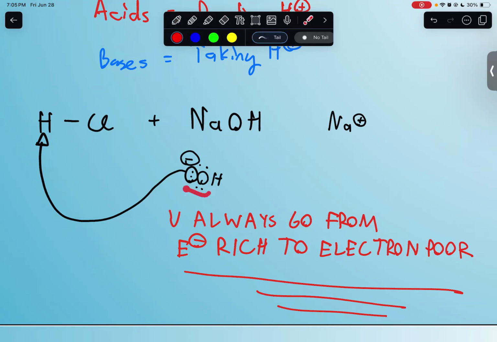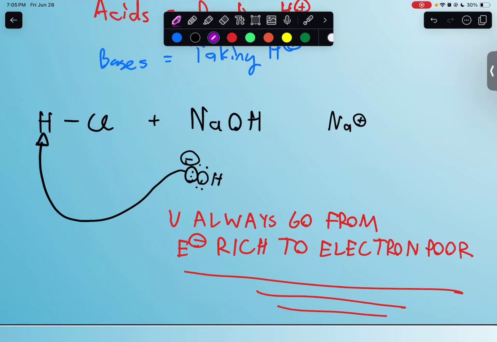You start your reactions from lone pairs or from electron rich areas, right? Because this lone pair represents electrons. This is electron rich. This is relatively electron poor. And you start your reaction from there. All right. And so what's going to happen in response?